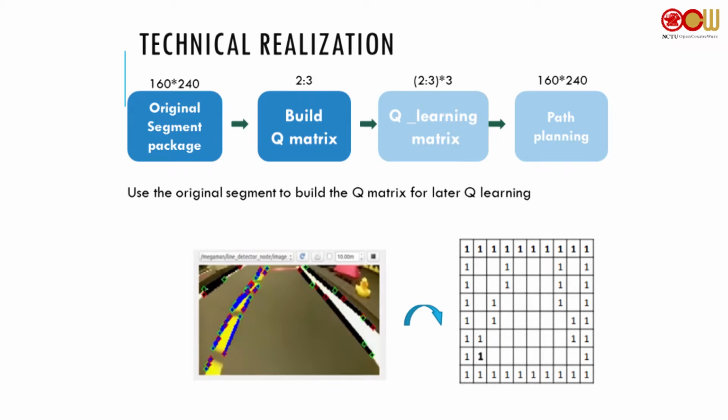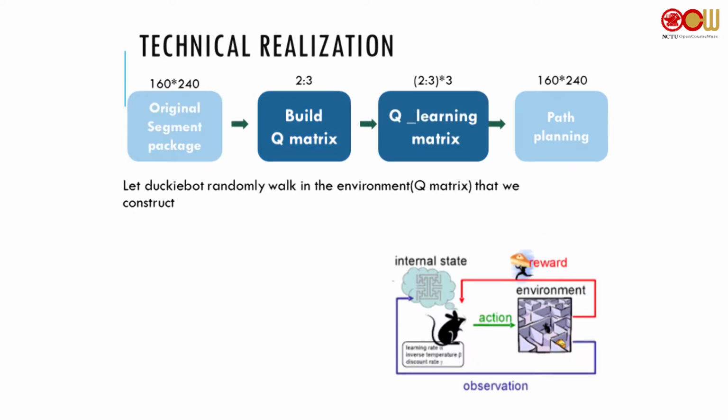We have some steps to realize our project. At first, the camera catches the picture like this one, and this will find some segments like the white line and yellow line, and we want to transfer them to a Q matrix so we can do Q learning. We transfer the line segments to a matrix like this one, and we use the Q matrix to do Q learning, using the matrix from the last page.